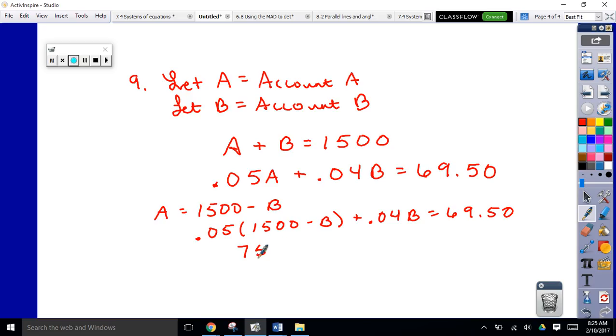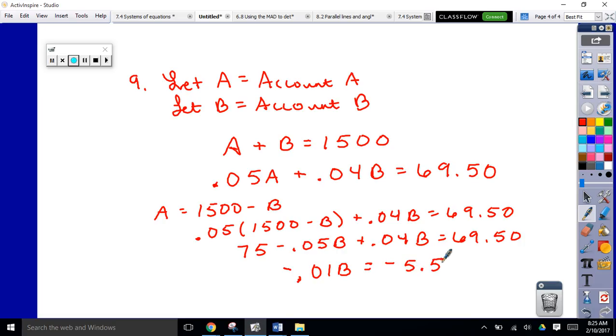Okay, so this works out to be 75 minus 0.05B plus 0.04B equals 69.50. Now I'm going to do 2 things at once here. I'm going to combine my like terms, so I'll get negative 0.01B. I'm also going to subtract 75 from both sides. When I do, I get negative 5.5. Dividing both sides by negative 0.01 gives me B equals 550. And then I would substitute that in to get A. Okay?